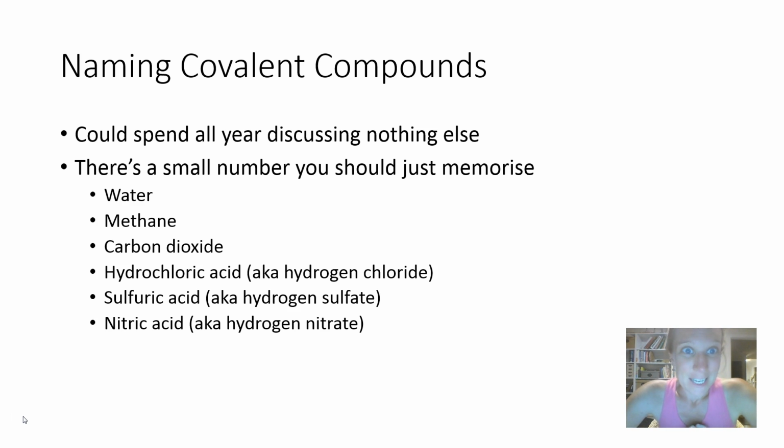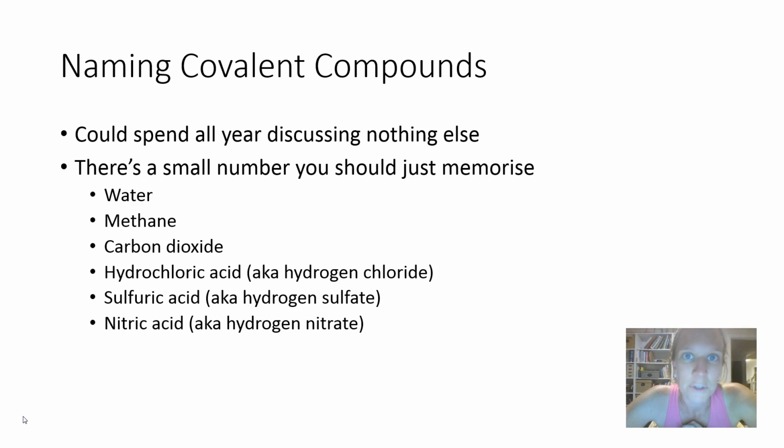When it comes, as I say, to naming covalent compounds, we could spend all year discussing nothing else. And then we could do the same next year, and the same the year after that. If you do decide to take senior chemistry, we will get started on the proper rules and guidelines for naming groups of covalent compounds. In the meantime, I want you just to memorize the names of a few of the covalent compounds that exist, a very, very small number.